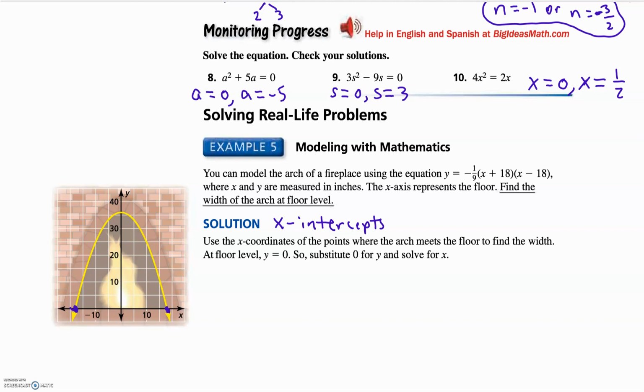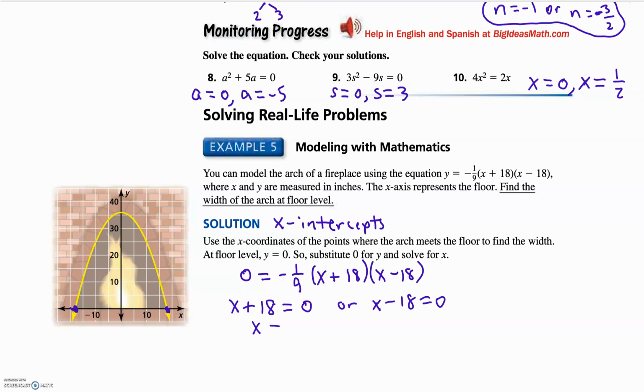So at floor level, y equals 0. So we're going to take the equation that we were given and replace the y with the 0. Oops, that's an 18. And we're going to solve that equation. Now, zero product property says in order for that product to equal 0, either x plus 18 equals 0 or x minus 18 equals 0. Subtract an 18 from both sides of this one, we get x equals negative 18. Add an 18 to both sides of this one, we get x equals positive 18.